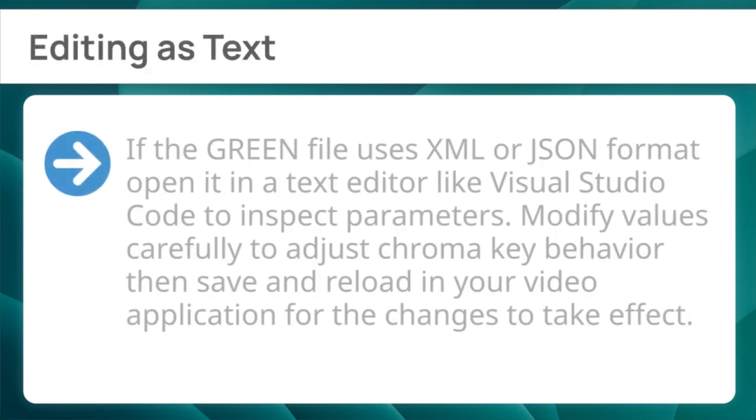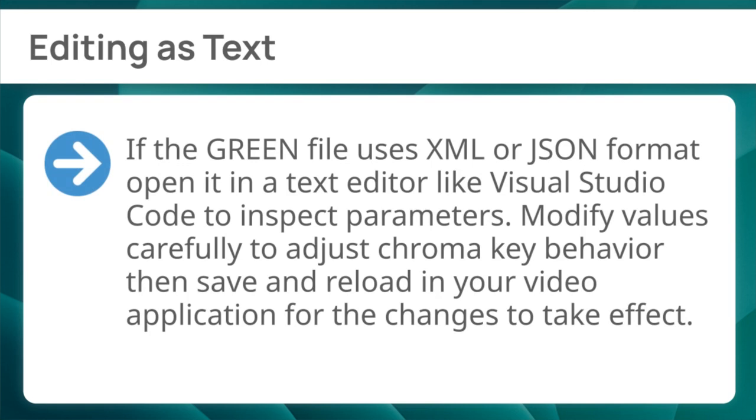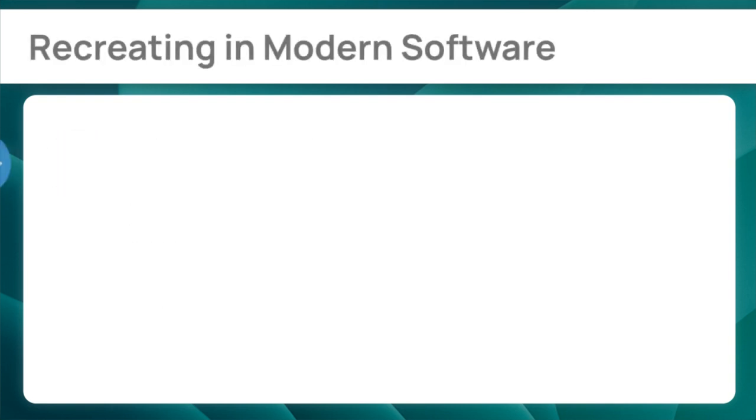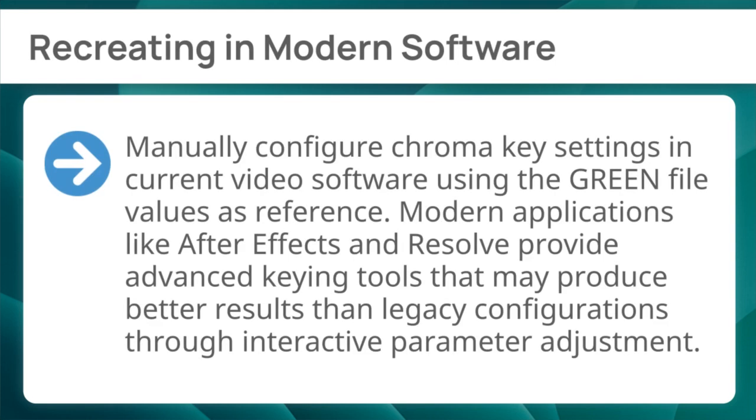Next, editing as text. If the green file uses XML or JSON format, open it in a text editor like Visual Studio Code to inspect parameters. Modify values carefully to adjust chroma key behavior, then save and reload in your video application for the changes to take effect.